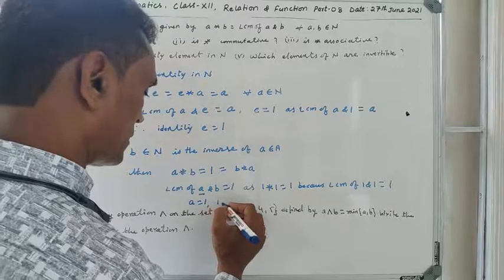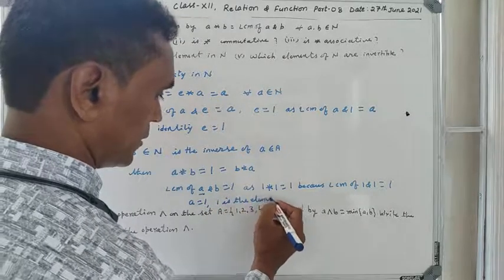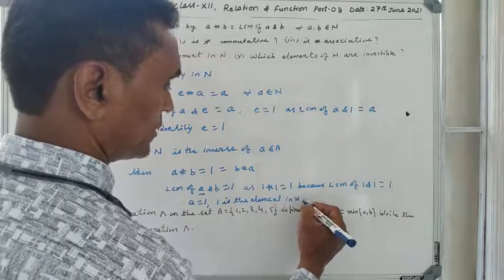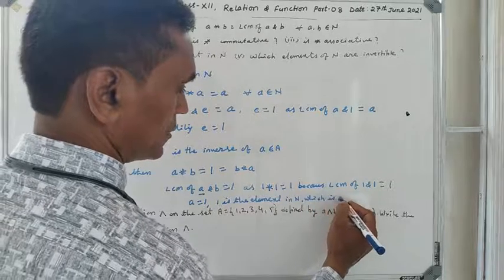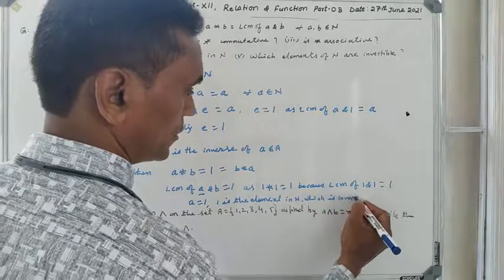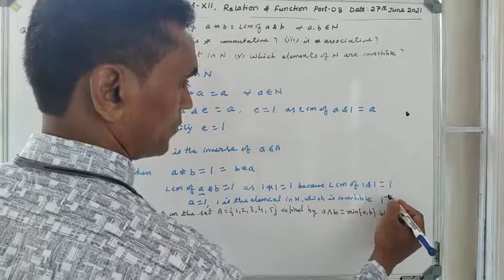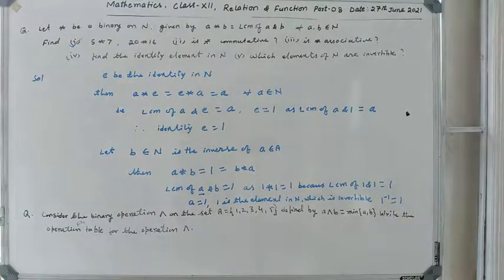So 1 is the element in N which is invertible. So the inverse of 1 is 1. Now this question is completed. Now next question.